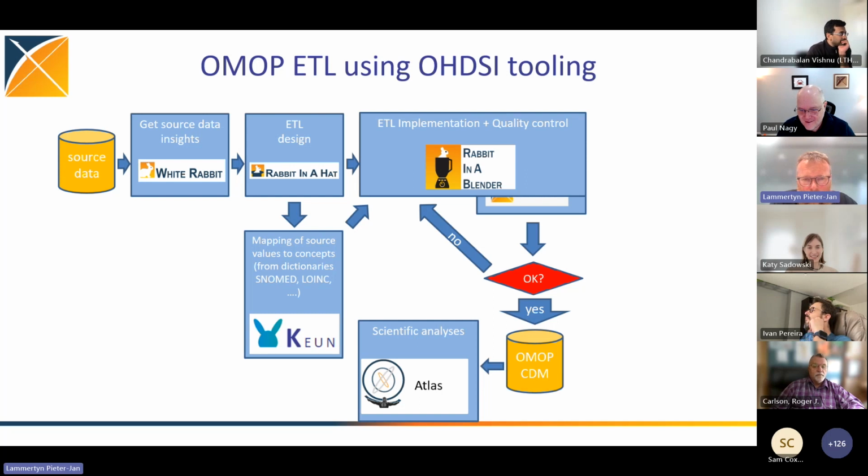Once we started doing some ETL tasks and started running the data quality dashboard, we saw that it took a lot of time. In our instance, it was taking like 3 hours to run. So we thought, well, why don't we also do the data quality and implement DQD and Achilles? So we also put those tools into Rabbit in a Blender.